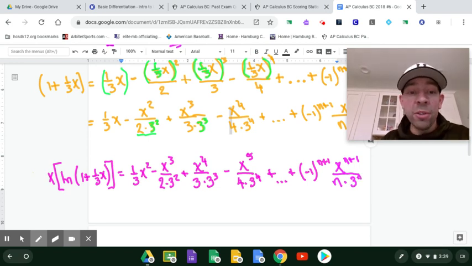So you notice as I distributed that x, it really had no impact on any of the denominators. Really, in essence, all I did is add a 1 to each of the exponents on top.